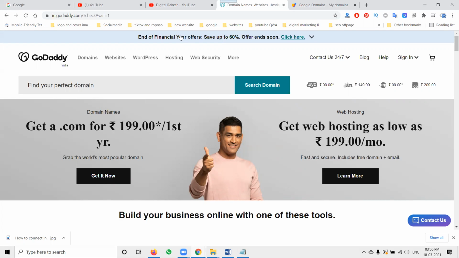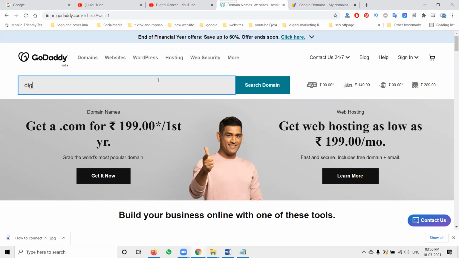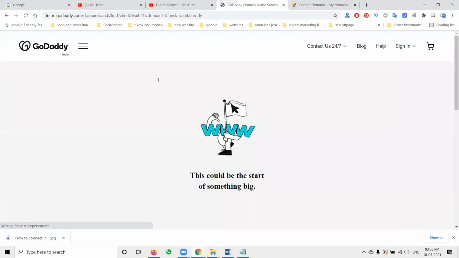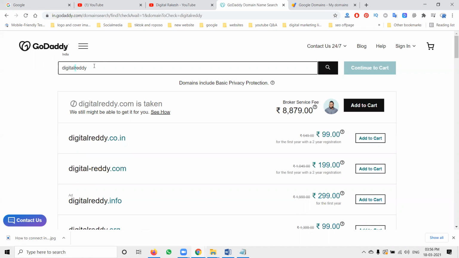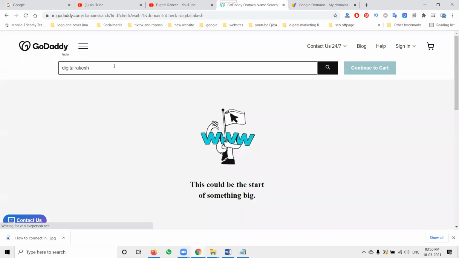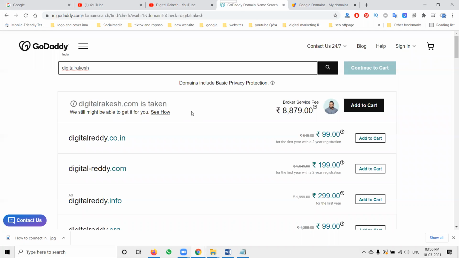So first of all, I'll go to my basic domain. I'm selecting Digital Reddy. I selected one name called Digital Reddy. This name is taken by somebody. They will be offering a broker service at 8,879. If anybody wants to select Digital Reddy, this is the domain price. Suppose I'm selecting my own name, Digital Rakesh. It is all taken. Broker service fees will be here. Suppose some normal domain prices are there.